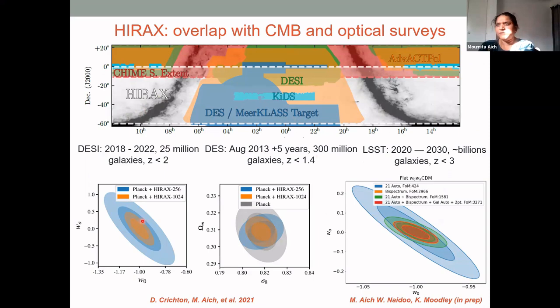And these are some plots using HIRAX and, say, Planck, with HIRAX 256 dishes and HIRAX 1024 dishes. This is from a paper published in 2021. And this is from what I'm working on with Warren and Covey. So this is using HIRAX with different autocorrelations, cross-correlations, and a bispectrum, which I'm going to talk about just now. We're trying to constrain the dark energy parameters using various orders of spectra.